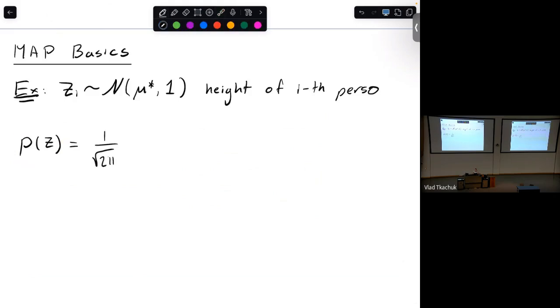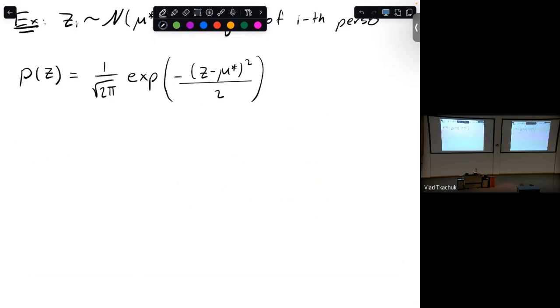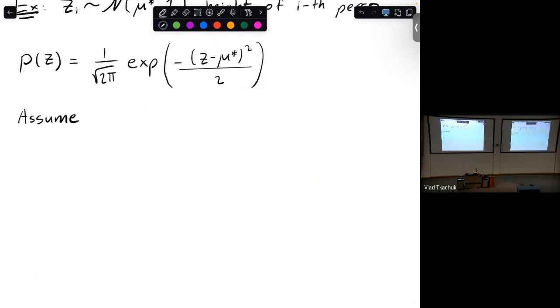It was 1 over root 2 pi, exponential of negative (z minus mu star) squared over 2. That's just the PDF of this normal distribution, which you can look up in your formula sheet, for instance. And now we're going to make another assumption, which is, what's our bias, what's our prior knowledge of what mu star might be? It's going to be that prior. In other words, we're going to want to pick something for this, let's say, PDF of mu.